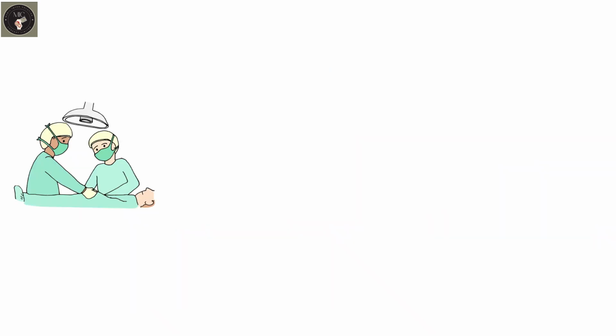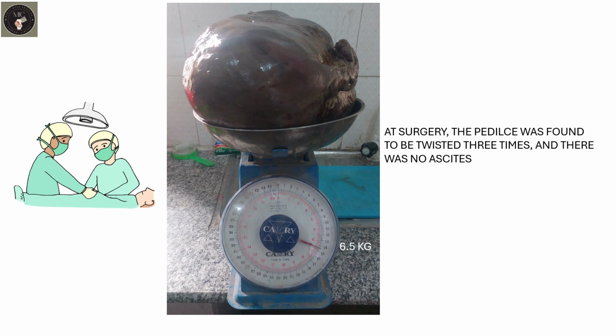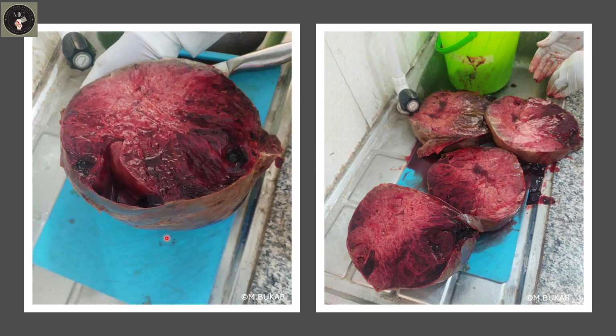So, the patient had surgery. The finding was a 6.5 kg right ovarian lesion. At surgery, the pedicle was found to be twisted 3 times, and there was no ascites. Now, this is a cross section of the raw specimen. These are different aspects of the specimen.